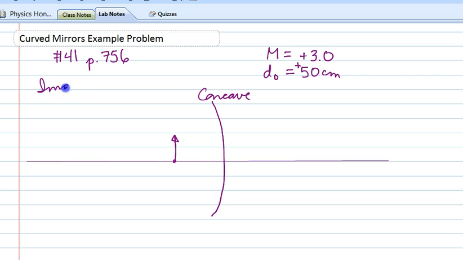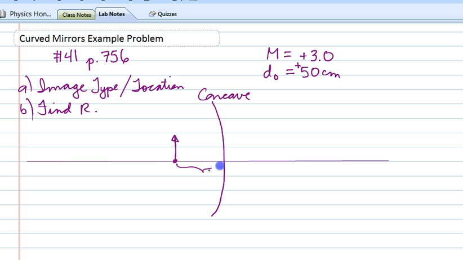So when we say image type, we mean virtual or real, and we also want the location. Okay, so what we need to do for this, and we also need to find the radius of curvature. So those are the two parts. What we need to do for this is take the information that we have, and I've already written down here that this is DO, which is basically 50 centimeters.